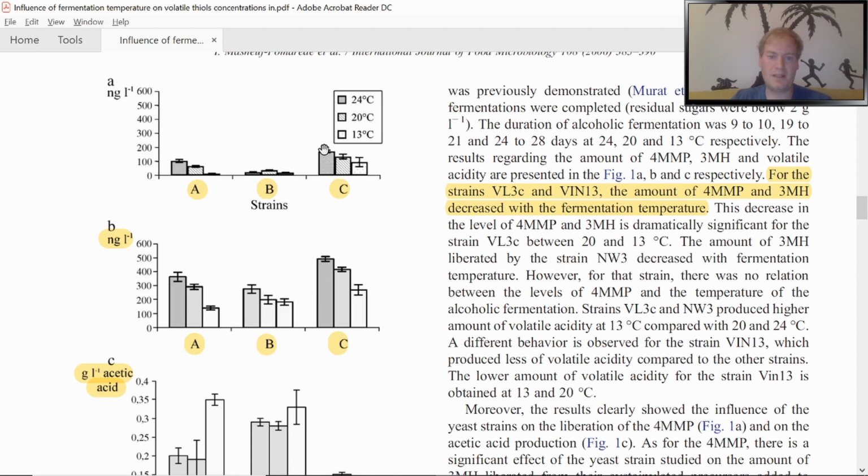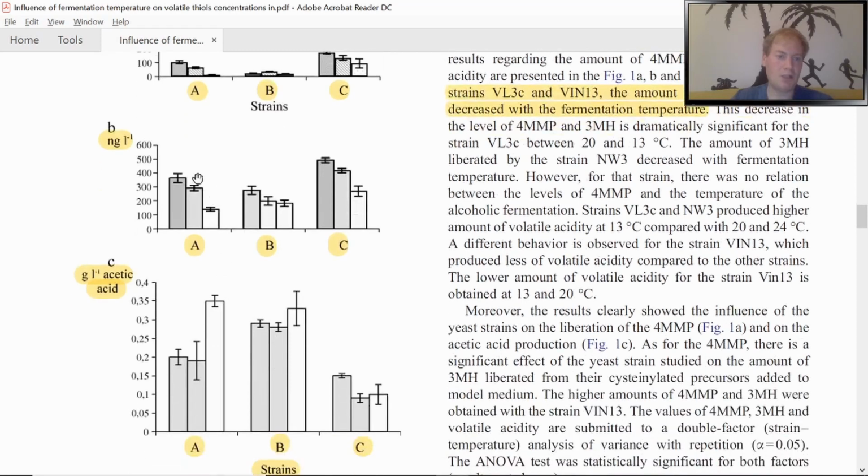The same trend is followed by strain C, whereas for strain B, which was this NW3, we have the highest concentration at 20 degrees. And then chart B shows us the concentration of 3MH, so of passion fruit, grapefruit aromatics, and you see the higher the fermentation temperature, the higher the respective 3MH concentration in the wine. So we have this clear trend here.